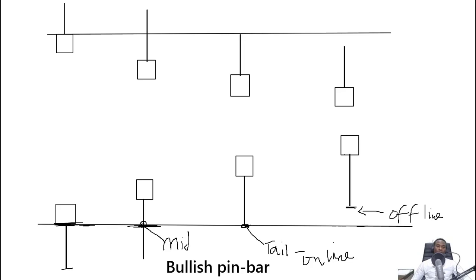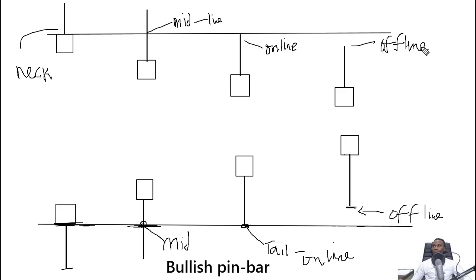So right here it's a neckline reaction, and right here is a midline reaction. Okay, and then right here it's an online reaction. You can call this a protruding tail. Okay, and right here we can tag it as an offline bar reaction.